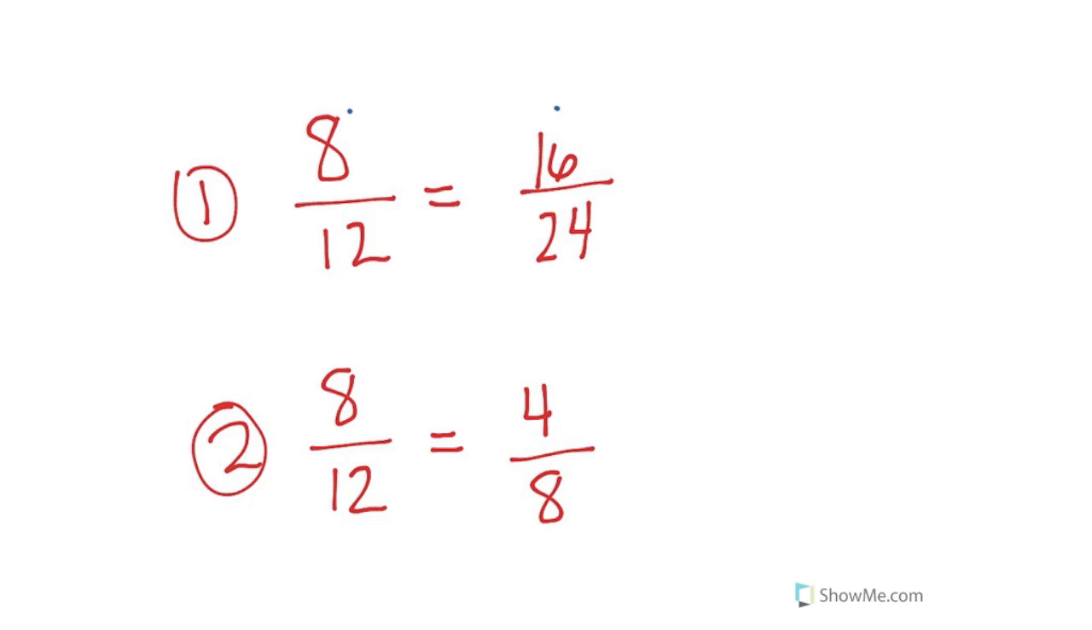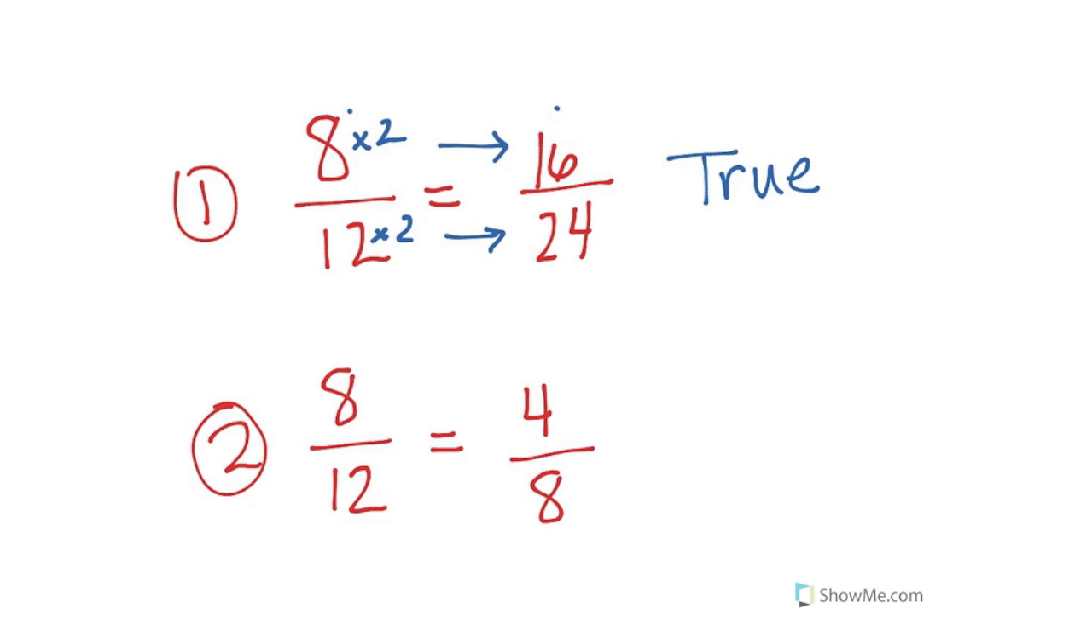So what operation am I going to use? Multiplication. All right, how do I get from 8 to 16? Well, I did 8 times 2 is 16. What you do to the top, you must do to the bottom. 12 times 2 is 24. So are they equal? Yes. Number 1 is true.